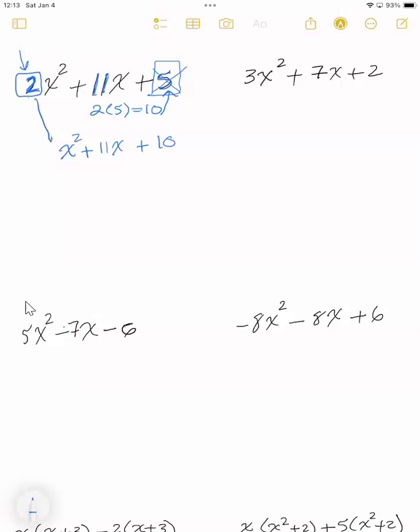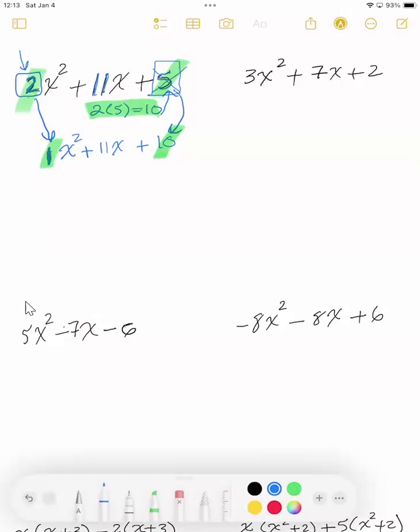And you change that 2 to 1. So these are the things you do. You change the 2 to 1, you change 5 to 10, and 10 is coming from 2 times 5. Again, you have to make sure there is no greatest common factor. That means this 2 is not a common factor, or whatever number you have here. It doesn't have to be 2, it could be 3. It's not a common factor.